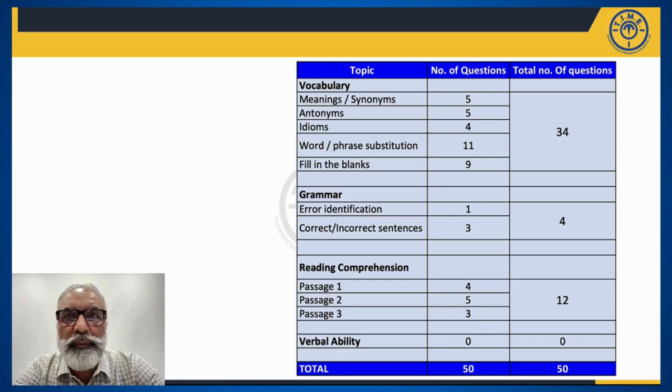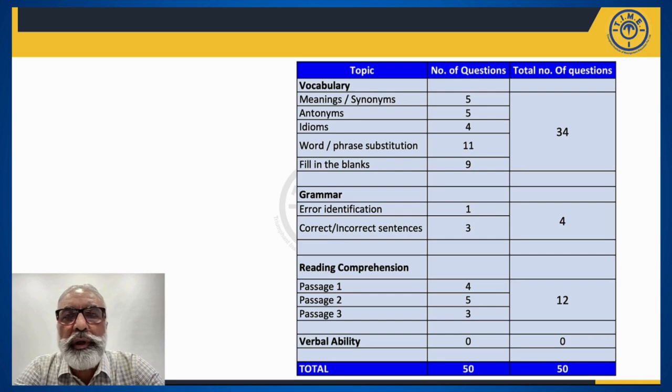The next sub area is grammar, which this time had 4 questions divided into 2 question categories. One, error identification, which had 1 question, and then correct and incorrect sentences, which had 3 questions. Total 4 questions in the area called grammar.